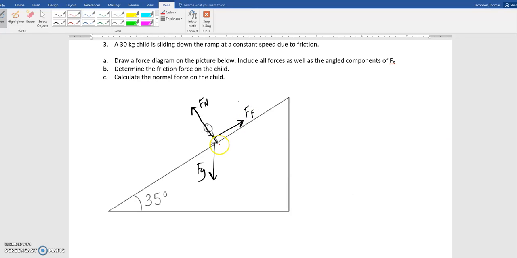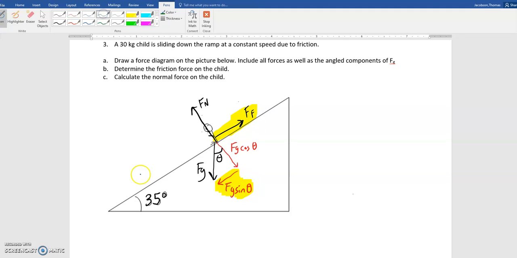And then what we want to do is break up our Fg into an angled force, and it turns out with geometry we know that this angle right there, theta, is the same as this angle here by 35 degrees. So that means that this is the adjacent leg, so that's Fg cosine theta, and this is Fg sine theta. So again, that's the most important part, is knowing how to break up Fg into its components there. And we are going to solve for the friction force. If you remember, friction force is this direction. It's parallel.